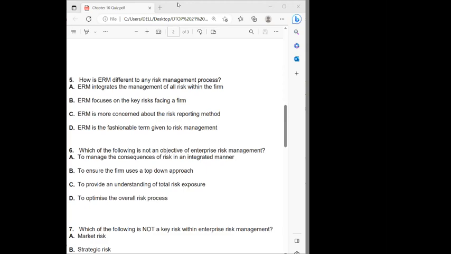I've got 5 responses. Let's see. How is ERM different to any risk management process?